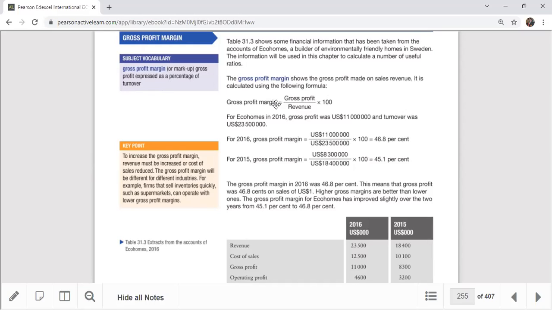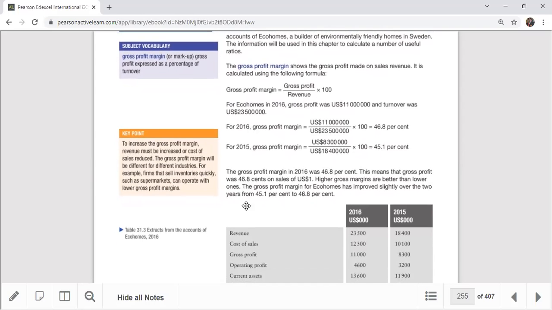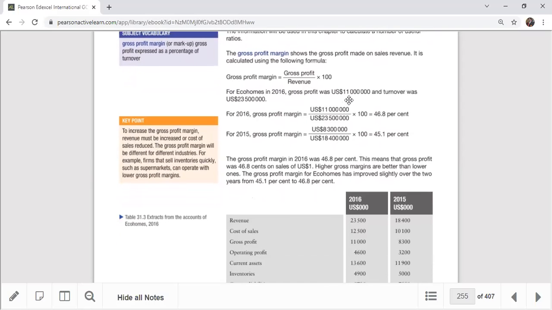It is calculated using the following formula: gross profit margin equals gross profit over revenue times 100. Right? So look at this example. Eco Homes 2016: the gross profit there is 11 million US dollars, and the turnover was 23,500,000 US dollars. So now we can easily take the fraction: 11 million divided by 23,500,000 times 100. Always you have to multiply by 100 because it's a percentage.